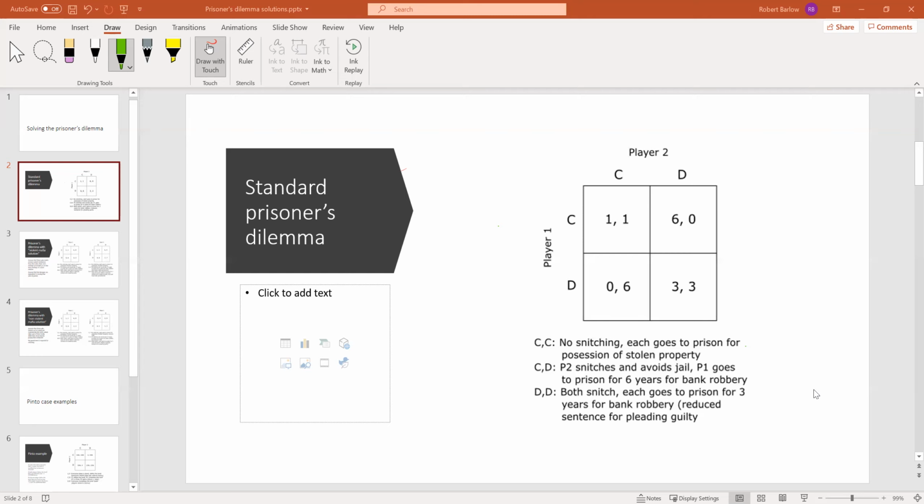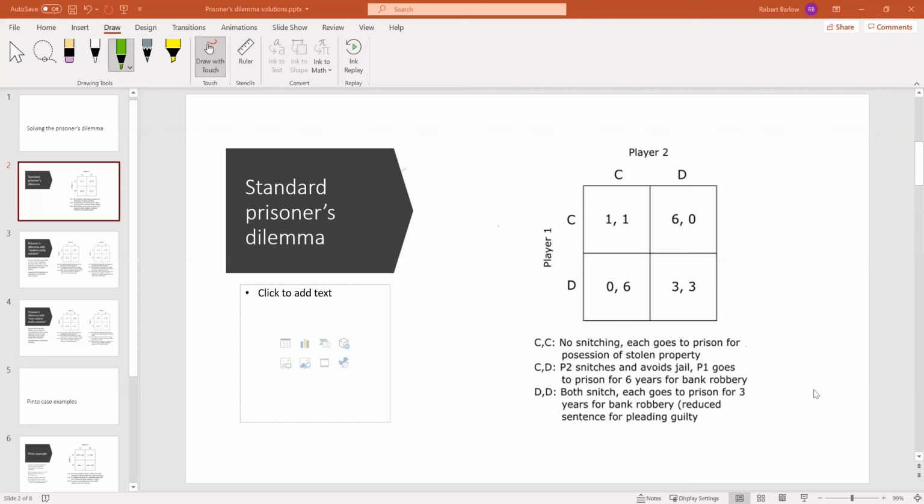So let's look at the payoffs in this game, right? Cooperate in this instance means that they don't turn on one another. And as we saw, if they cooperate, neither of them turns on the other, and they will end up in a situation where they go to jail for 1 year for possession of stolen property. Now, if player one were to defect, that is, turn on player two, and player two were to continue cooperating, player one would walk out of the precinct a free person, and player two would go to jail for bank robbery for 6 years. And the same situation plays out in reverse.